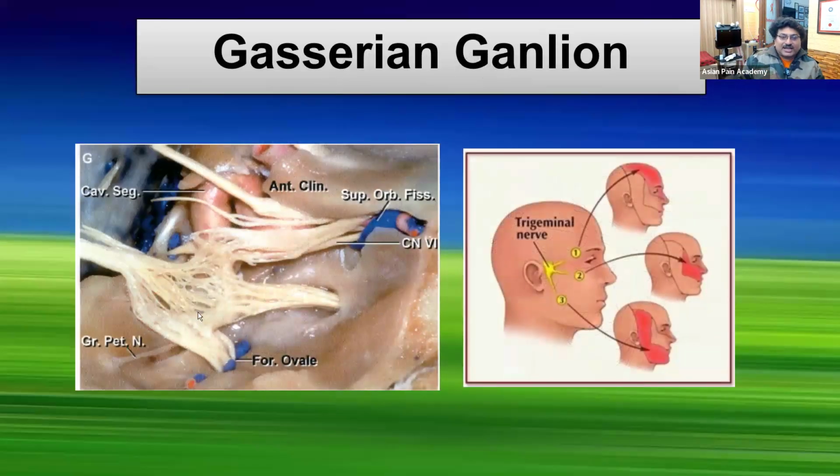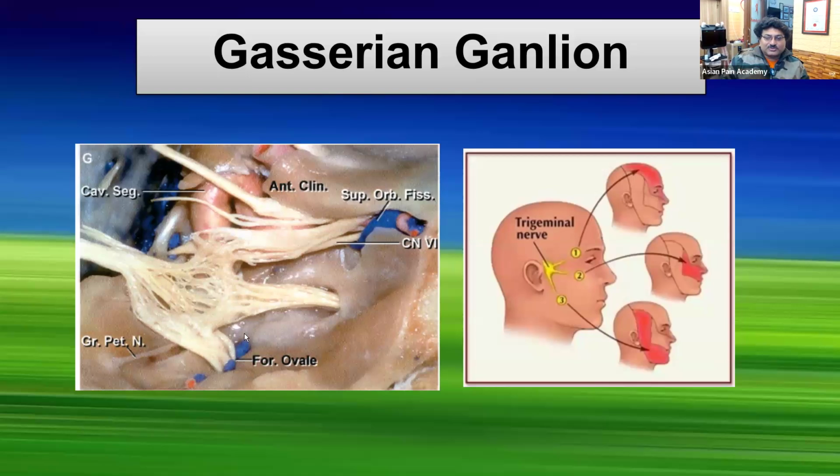In a cadaveric dissection, it will look like this. Through the foramen ovale goes the mandibular division, through the foramen rotundum the maxillary division goes, and through the superior orbital fissure the ophthalmic division goes. So remember, when we are coming from the foramen ovale, while we are putting the needle from below through the foramen ovale, we are moving up. When we are most lateral and most superficial, then we will be selectively blocking the fibers of the mandibular division.